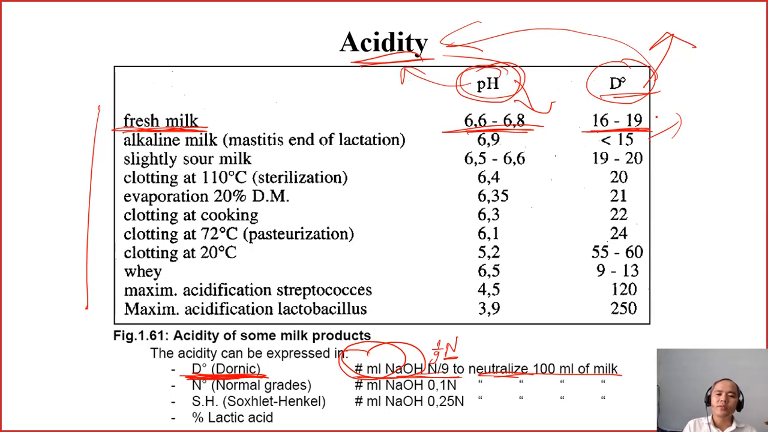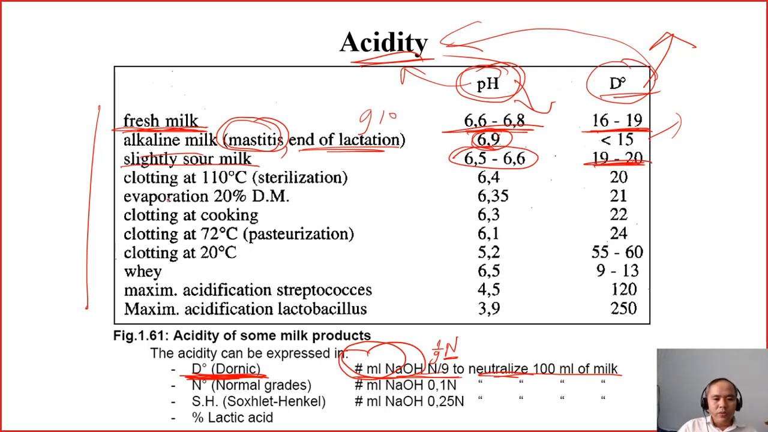For fresh milk, the pH is in this range and the Dornic degree is in the range from 16 to 19 degrees D. For alkaline milk, which is the milk at the end of lactation or the milk from a mastitis cow, if a cow has mastitis or is at the end of lactation, like month 9 or 10, then the pH is a bit higher, like 6.9. Slightly sour milk, which has been fermented a little bit, has a pH a little bit lower, while the Dornic degree is a little bit higher.